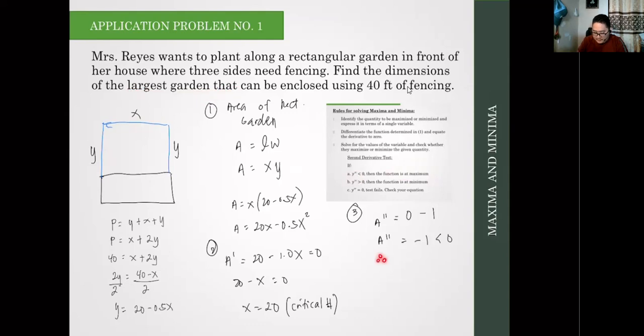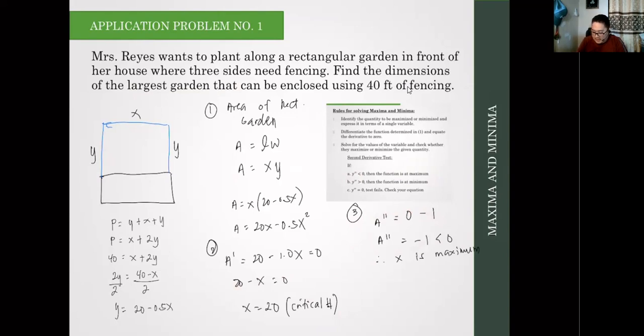Therefore, yung x is maximum. Okay? Nangyari lang na yung function natin is wala na siyang x na variable. Kaya hindi na natin kailangan mag-substitute ng value. Pero if ever yung second derivative natin is may x na value, ang i-substitute nating value dun is yung nakuha natin critical number. Okay? O yung value na nakuha natin sa step 2.